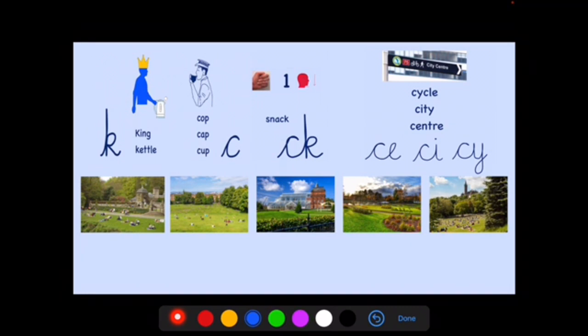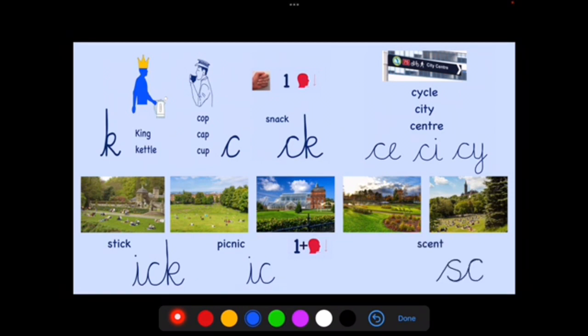So they cycled on to have a picnic in the park. And here we have that rule, but we don't need ICK, although they may well have picked up some sticks. We need, because it's a word with more than one syllable, IC in picnic. Oh, that picnic had a wonderful scent. The food was going to be good.